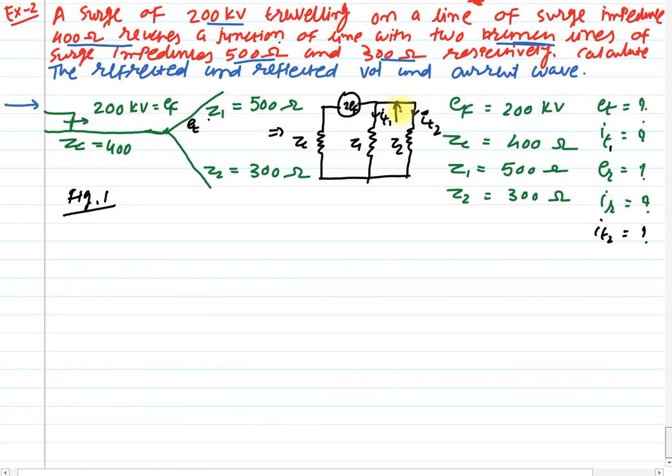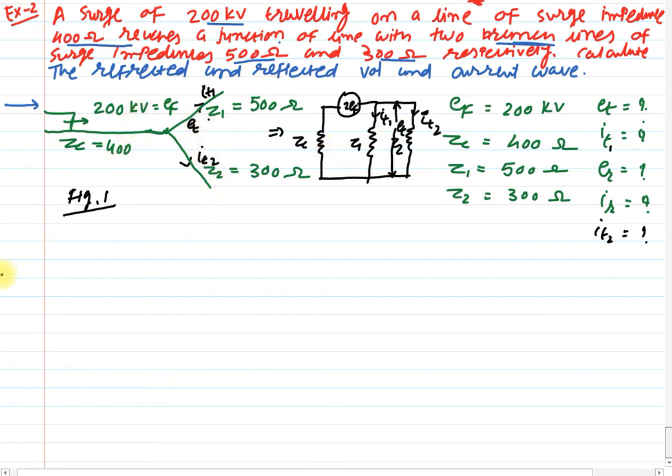Here the magnitude of voltage drop between these two impedances is ET. Clear? So we have to calculate this ET, IT1, IT2 and the reflected voltage and current waves, which are ER and IR. Clear? So just recall, if you wish you can draw IT1, IT2 and ET will remain as it is.